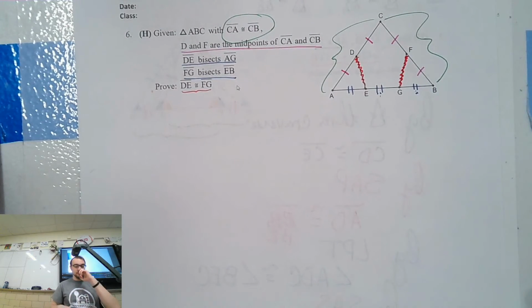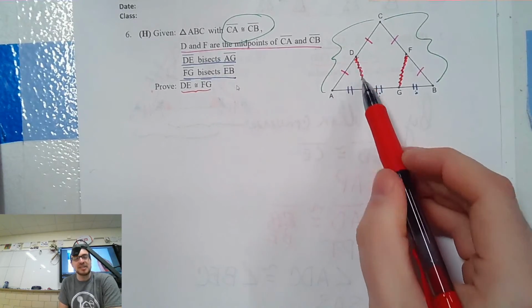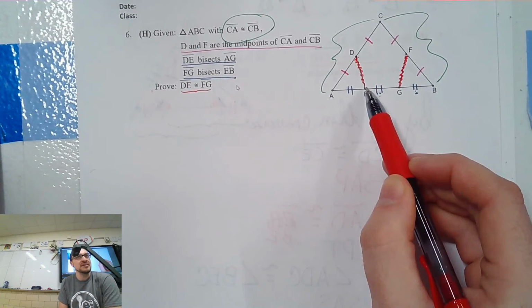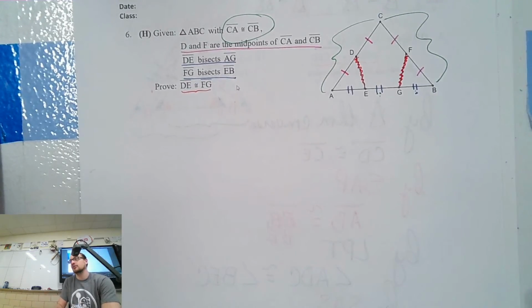Try this one on your own. You need at least an angle, right? Because the logic is, you could do side, side, side, but if you had side, side, side, you'd already win. So we're not going to get that side. We're going to get that after we prove it congruent. So we need to find an angle somewhere.